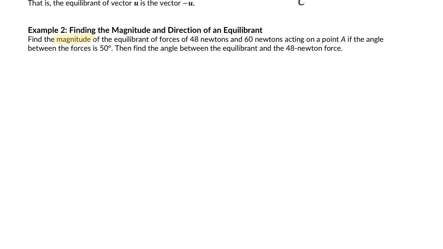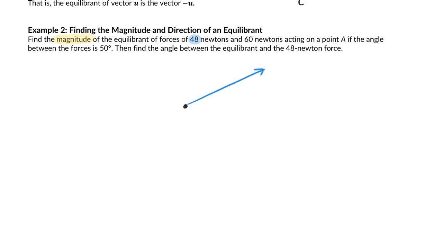So it says there are two forces of 48 newtons and 60 newtons acting on a point A if the angle between the forces is 50 degrees. Okay, let's see if we can do this one. What is the first force? 48. And I'm going to draw it going a particular way this time because I know what's coming. Let's have that 48 be acting on the point and go this direction.